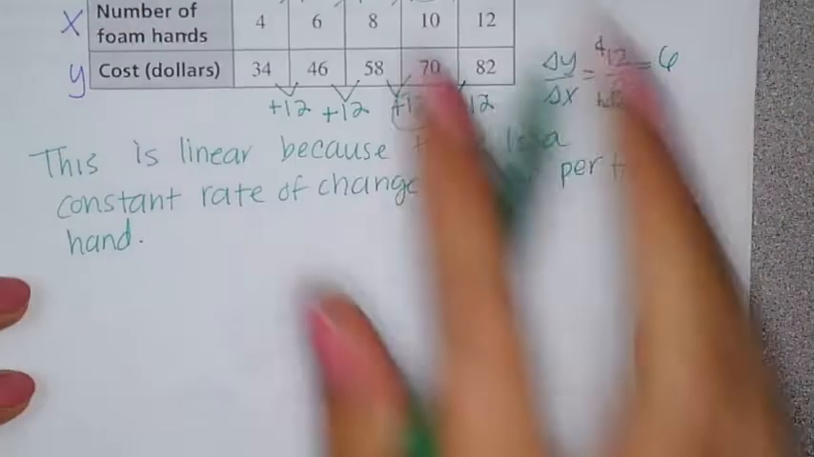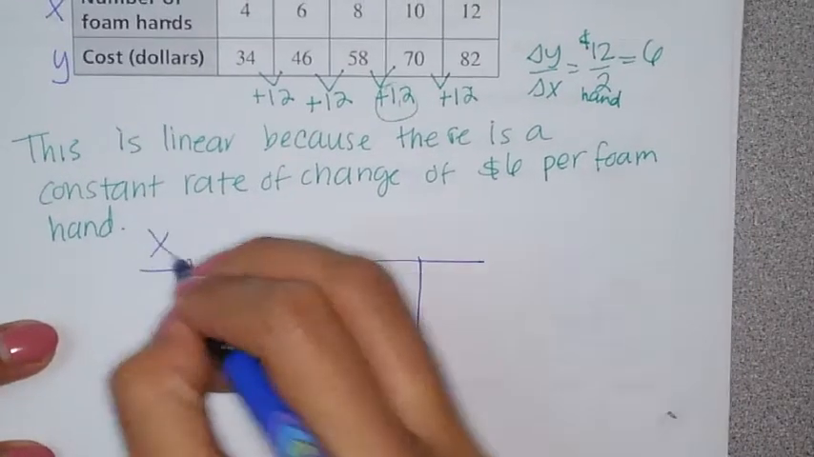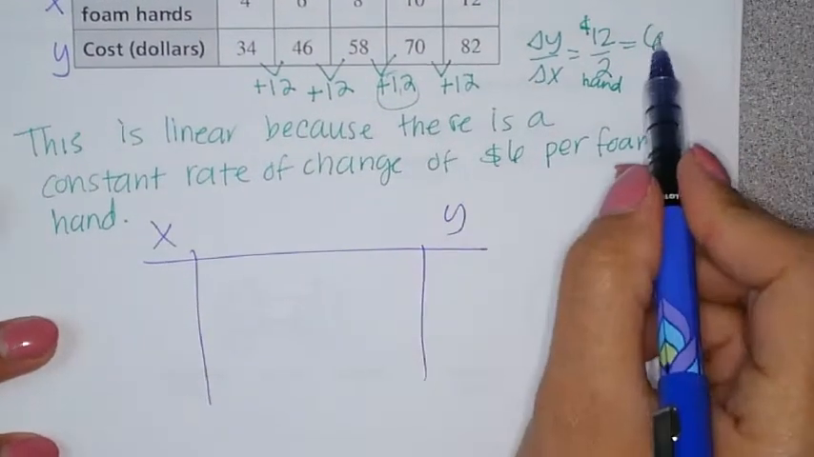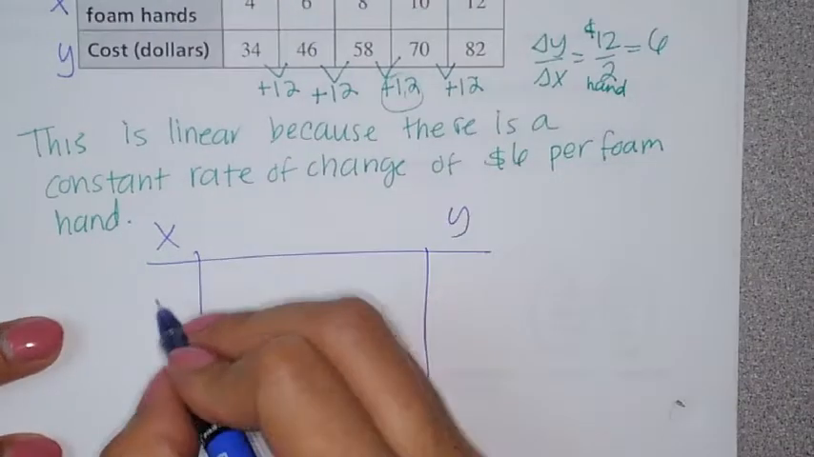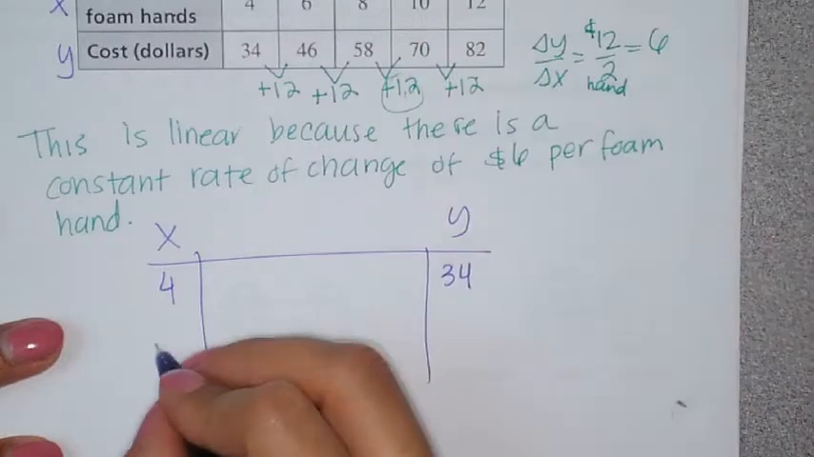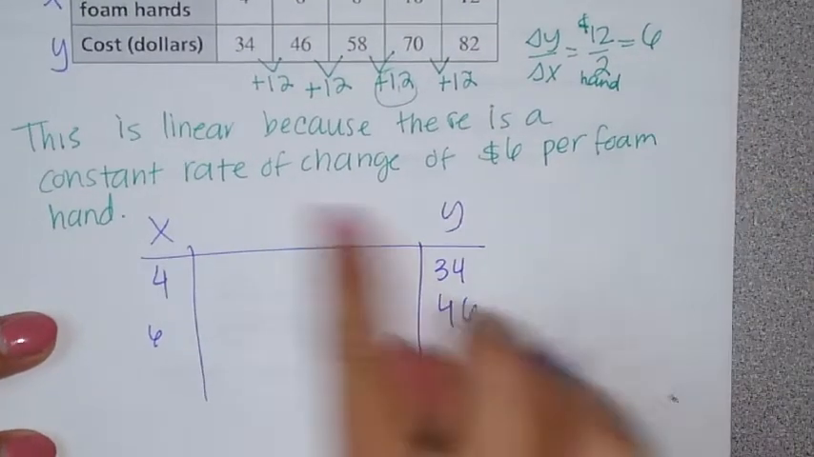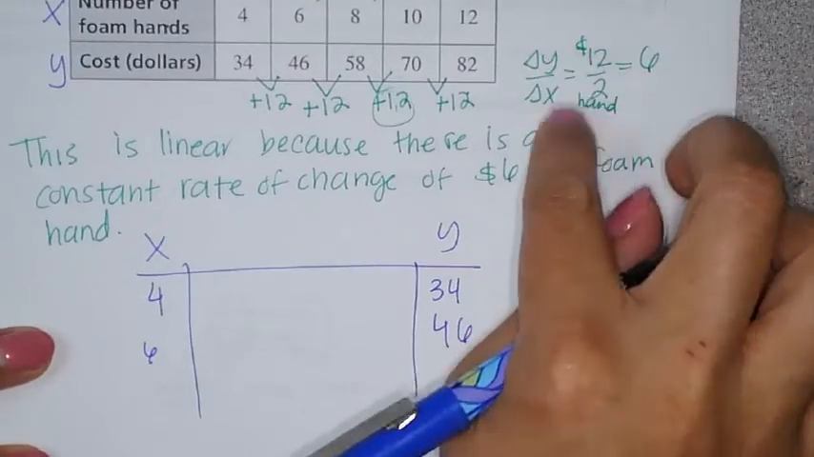Now I want us to do the equation. So I'll do my 3-table equation. I already know what the slope is. I just need 2 points. I'll just choose the first one, 4, 34 and 6, 46. I already know my slope is 6. I don't have to redo it. I just did it up here, right? Change in y over change in x.